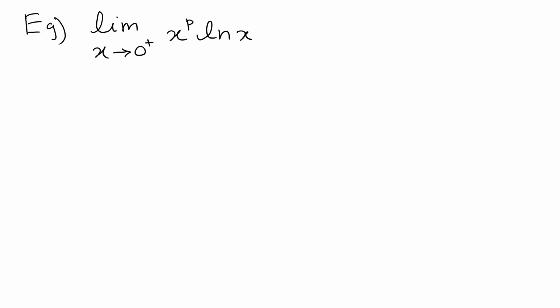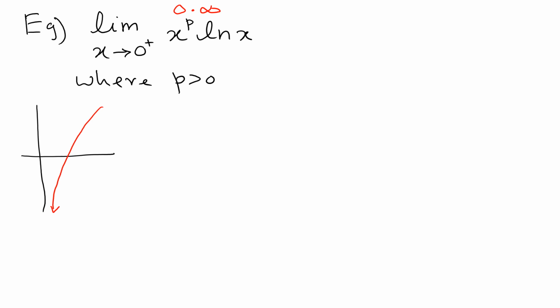Where p is positive. So let's assume that p is positive, because otherwise we cannot do this problem, as we don't know the behavior of the function. And then you can see that when x goes to 0, since p is a constant, x to the p goes to 0, and then ln x goes to negative infinity, because you can remember the graph of ln x looks like that.